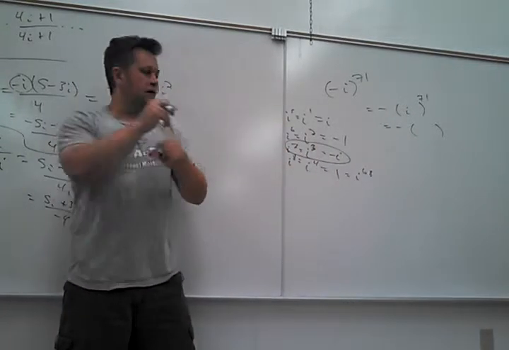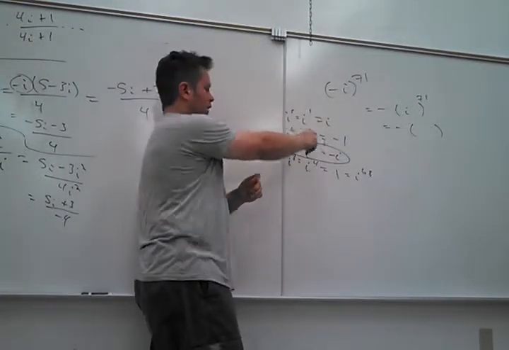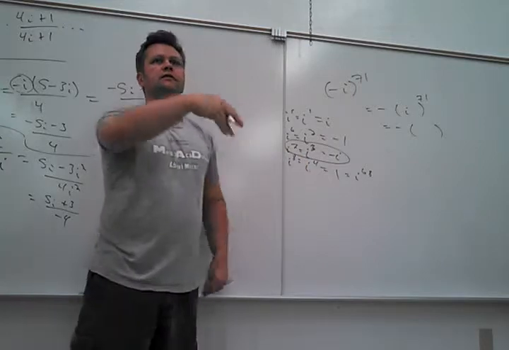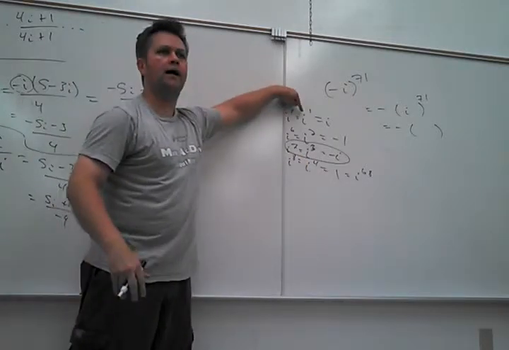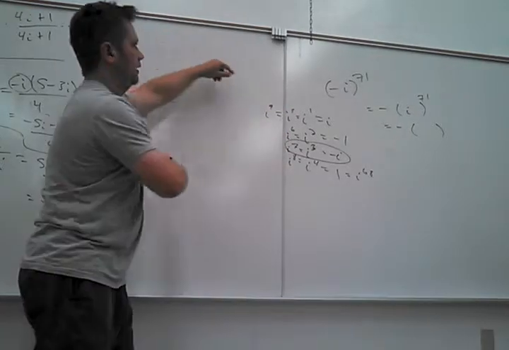I desperately want you to see it. Because I can keep going. Are you guys cool with what I did here? i to the fifth would be this. If i to the fourth is 1, then i to the fifth is that times i. It starts over again at i. So then i to the ninth would be this. And I can just keep going with this until I get to 71.